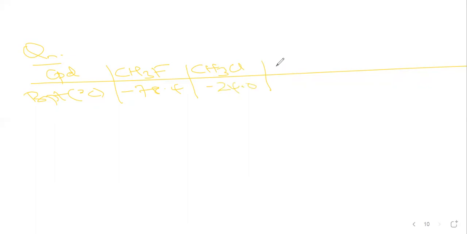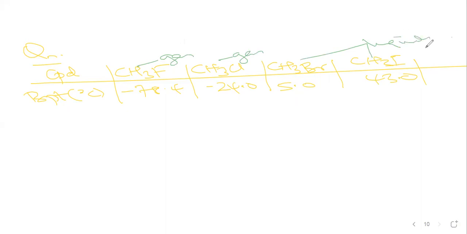The next compound is bromomethane. Boiling point of bromomethane is 5 degrees Celsius. And lastly, iodomethane. The boiling point of iodomethane is 43.0. From this, you notice that chloromethane is a gas. Even chloroethane is a gas. These two are liquids. That is in terms of physical state from the boiling point values you see here.